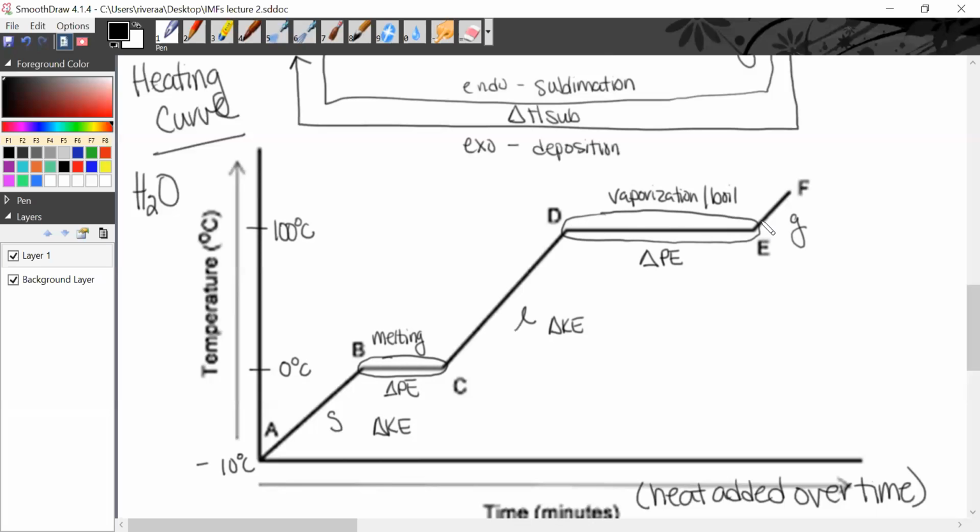All of that liquid water has gone into the gas phase and temperature starts to rise again. Yes, you can heat a gas, and those gas molecules move faster and faster, and you start to see the temperature rise beyond 100 degrees Celsius. You're starting to change kinetic energy again.